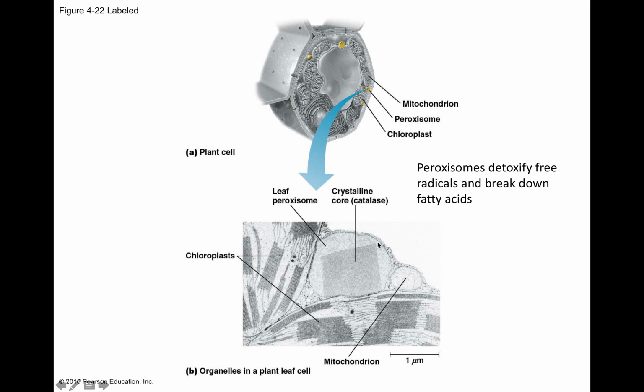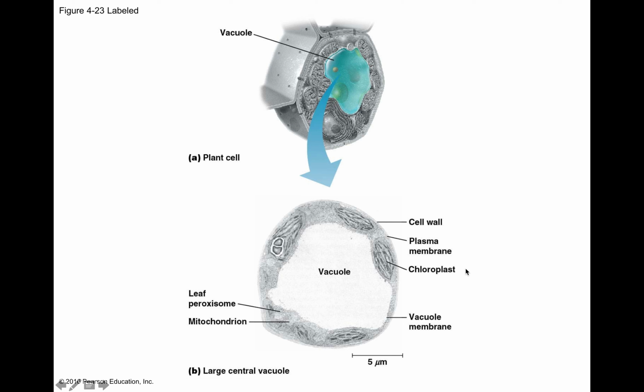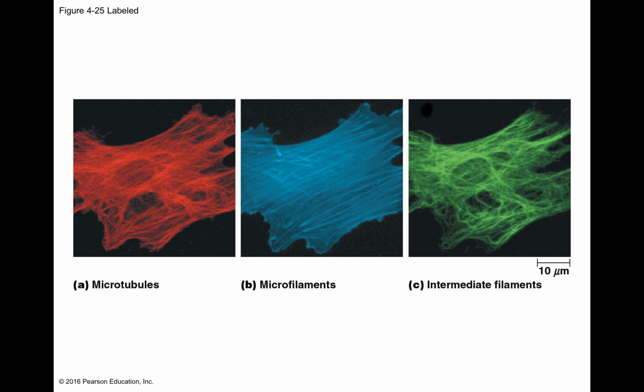Catalase, again, detoxifies peroxide radicals and can also do beta oxidation of fatty acids, in addition to mitochondria. And then the giant vacuole that you see in cells is just a large fluid-filled membrane component that can get bigger or smaller depending on the water availability to the plant.